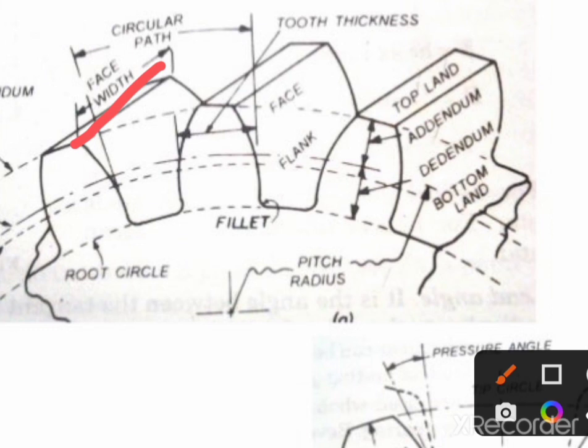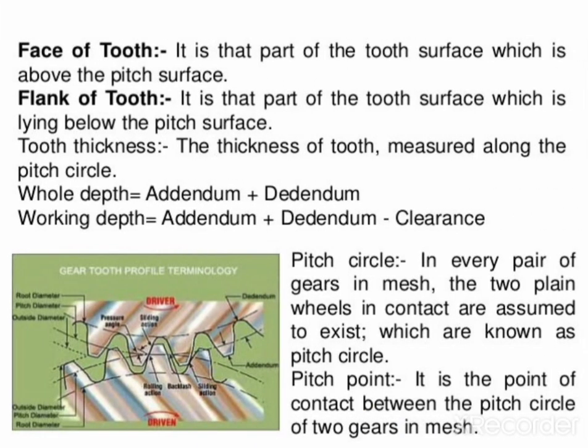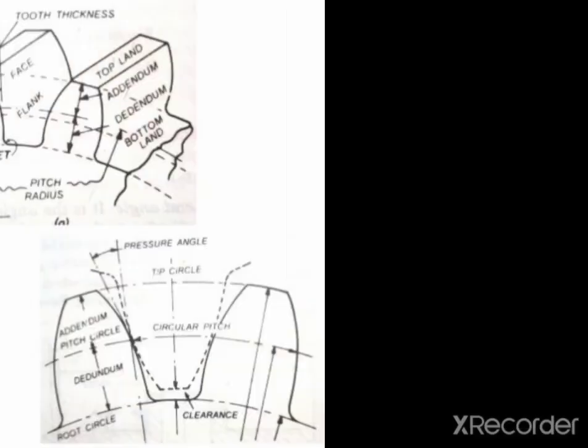Okay, the face of the tooth is the side surface of the tooth above the pitch circle, perpendicular to the plane of the gear. It is that part of the tooth which is above the pitch surface. Now the flank of the tooth is the part of the tooth surface which is below the pitch surface.